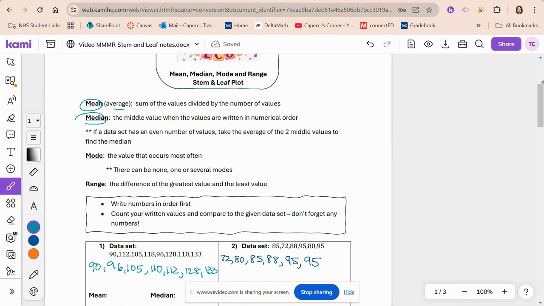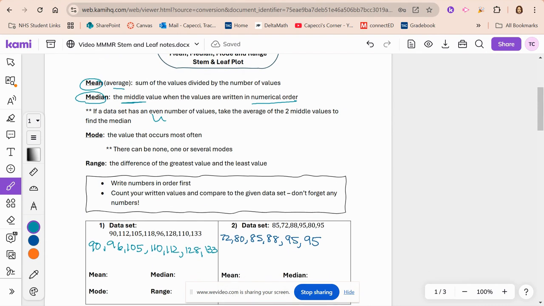The median, that's the middle number. So we're going to put them in order from lowest to highest, and we're going to find the middle number. If it's an even number and there's 2 in the middle, then we're going to take the average of those 2. The mode is the one that occurs the most often, and we can have no modes, or we can have one, or we could have several. It really just depends on the data.